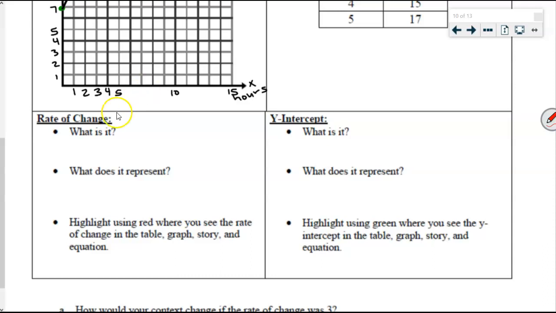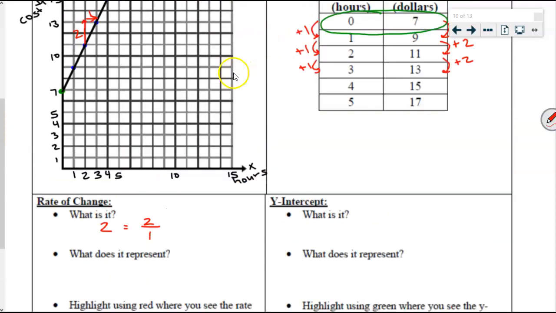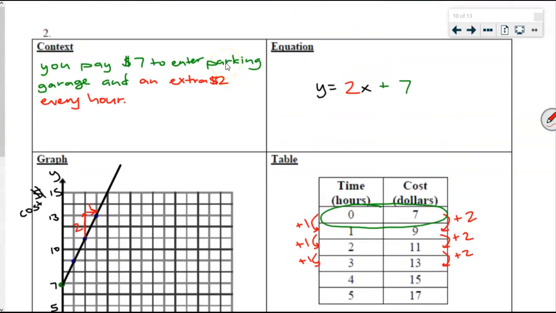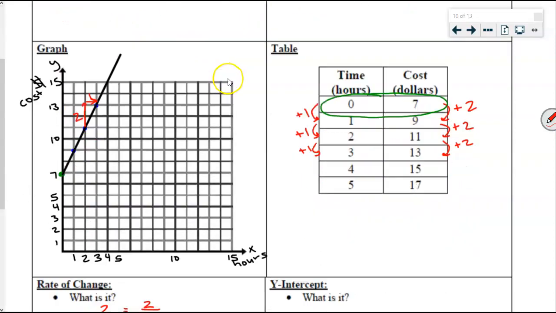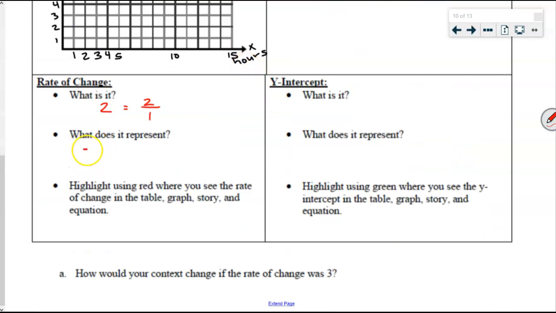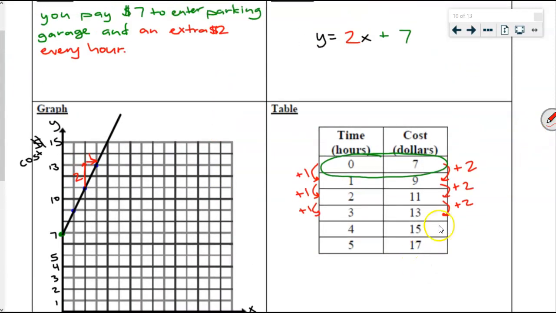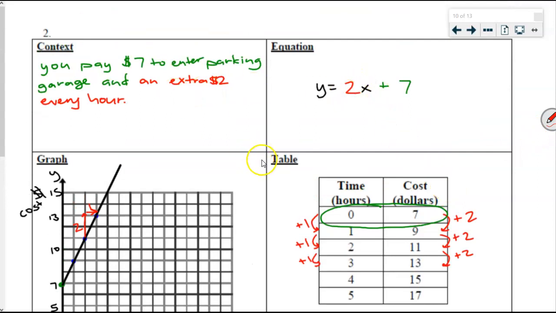What is the rate of change in this story? How much is it changing? Kale? 2, or in other words, that would be 2 over 1. What does that mean for the story? We've written our story now. What does that 2 actually mean in the story? Alexis, what does the 2 mean in the story? Yeah, $2 every hour. And again, I've highlighted in the graph, it's our slope, highlighted in the table, our rate of change, highlighted in the equation, and in the story.